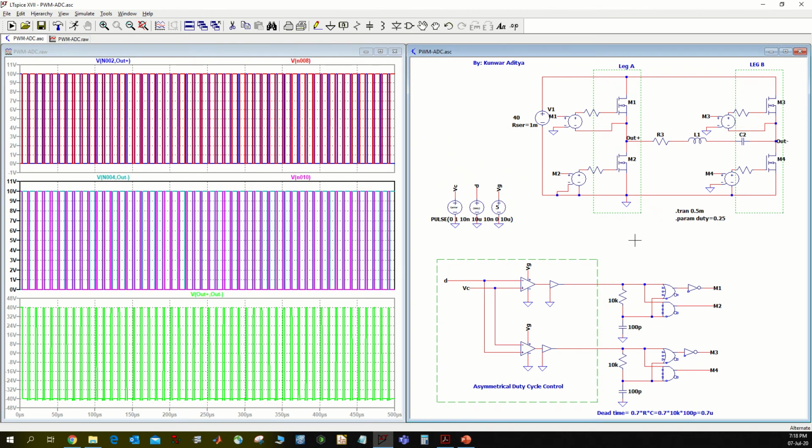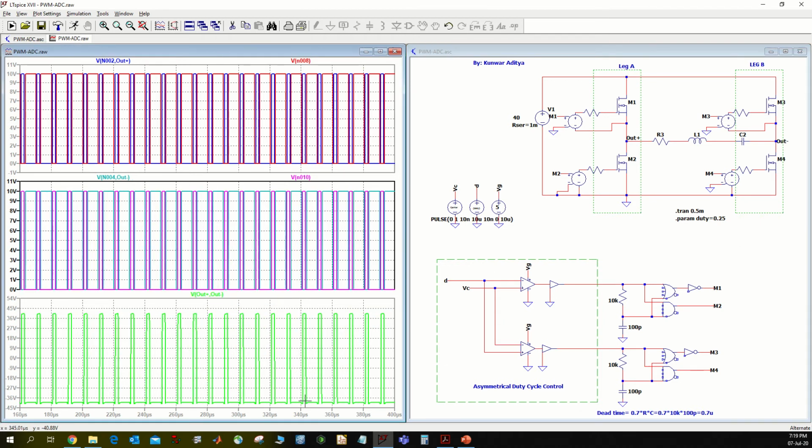Hello everyone, my name is Kumar Aditya, and in this video I will show you the simulation of asymmetrical duty cycle control of single phase inverter. This is yet another control method used in the control of high frequency single phase inverter, and its application is mainly in the load resonant type of converter.